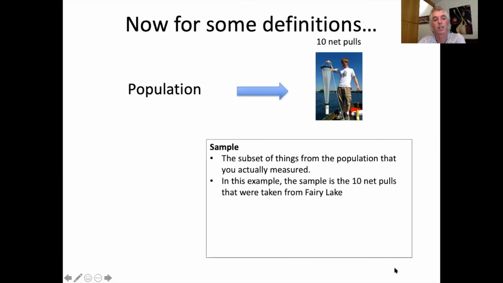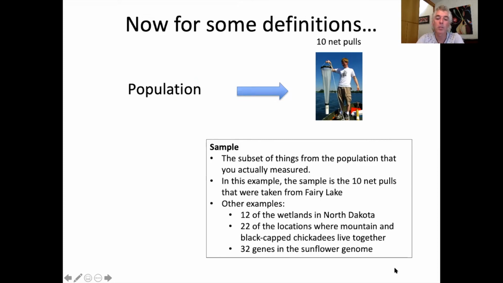The second bit of terminology that we have to work through is the sample. The sample is the subset of things from the population that you actually measured. So in our example, our statistical sample was our 10 net pulls that we collected from Fairy Lake. So in terms of our other examples then, our samples might be 12 of the wetlands in North Dakota, 22 of the different locations where chickadees co-occur, or perhaps 32 of all of the possible genes in the sunflower genome.